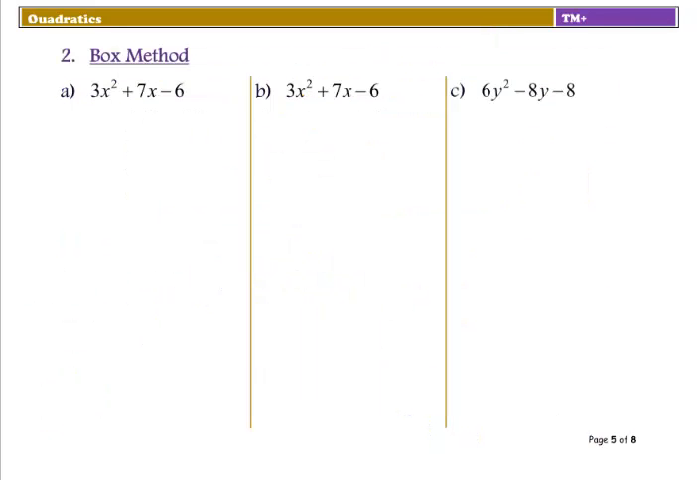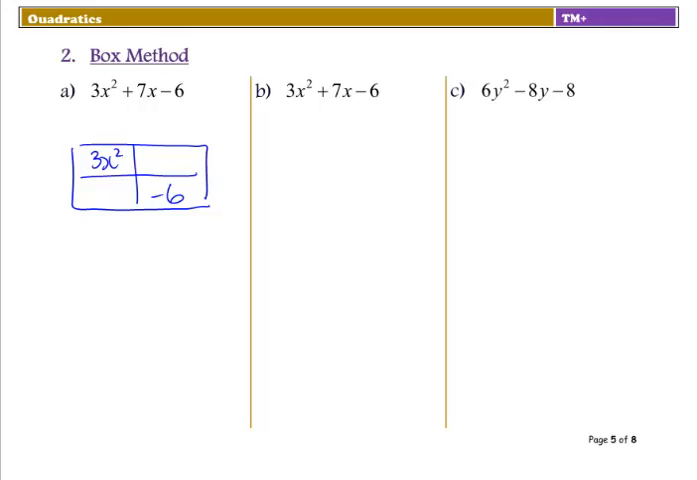The next method is what we call the box method. So 3x squared plus 7x minus 6. So what we do is we draw a box. Okay, now in this part of the box we put the first term, and in this part of the box we put the last term, and ensure that the signs are included.